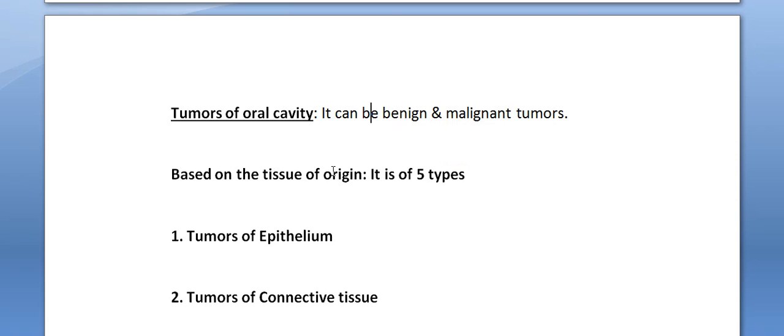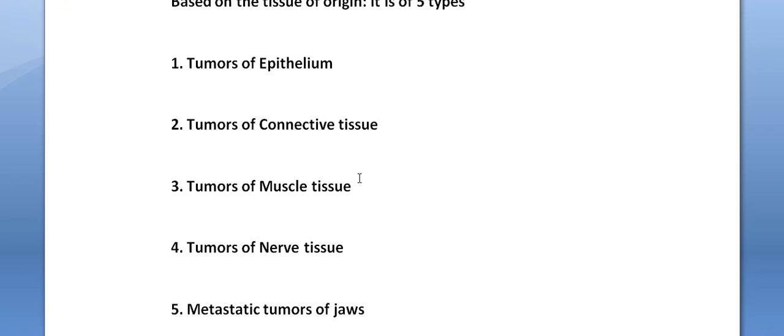Based on the tissue of origin, it's basically classified into 5 types. So what are the 5 types? Tumors arising from the epithelium, the mucosal lining of the oral cavity, the red colored mucous membrane, called the stratified squamous epithelium. We all know that. Tumors can arise from the underlying connective tissue. Just underneath the mucous membrane, the red carpet, we have connective tissue which holds the mucous membrane onto the underlying muscle. So a tumor can also arise from the muscle in the tongue, soft palate, cheek, all these places. Also muscular tissue tumors.